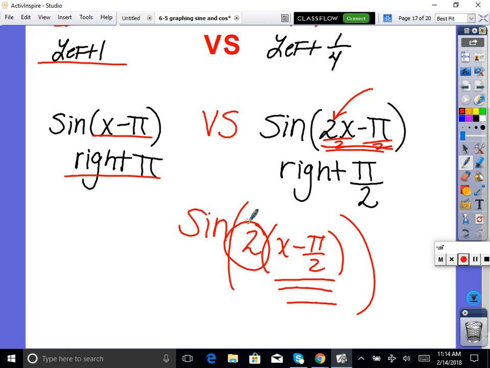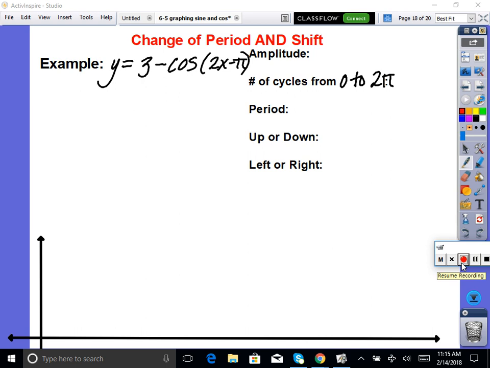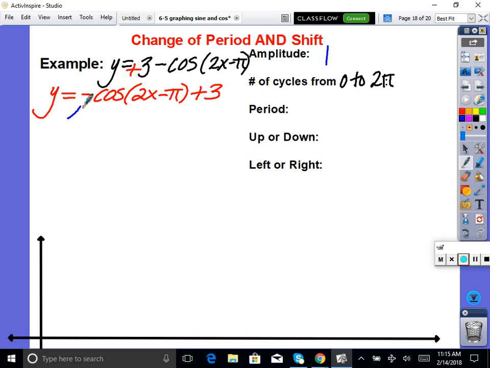Cool. Are we good? Okay, let's start putting, these are my last 2 examples. I personally would rewrite this in the prettier form. We know it's really just plus 3, so rewrite it. This is y equals negative cosine of 2x minus pi, and it's really plus 3. Okay, now we can answer all the shifts. Our amplitude is 1 with a reflection over x. Then we would say, okay, we're going up 3.